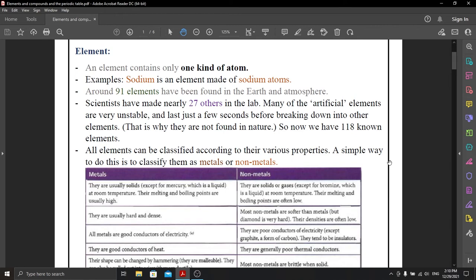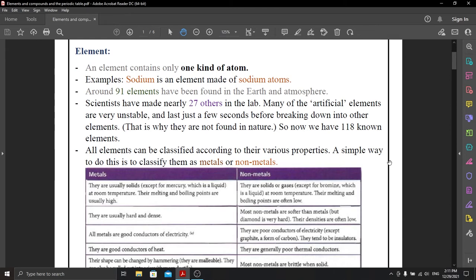Around 91 elements have been found in Earth and atmosphere, so these occur naturally. They are stable, they exist in nature, such as oxygen, hydrogen, sodium, helium. These are all elements that exist in nature.